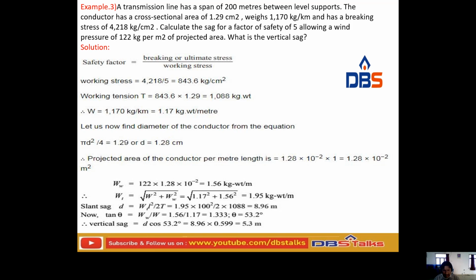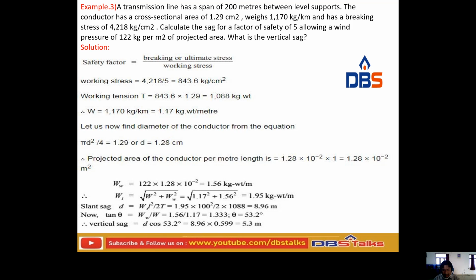Now let us find the diameter of the conductor from the equation. First of all, we have to calculate the diameter. Cross-section area A is equal to pi d squared by 4, that is equal to 1.29. From that equation, we determine d is equal to 1.28 centimeter. d is equal to 1.28 centimeter.